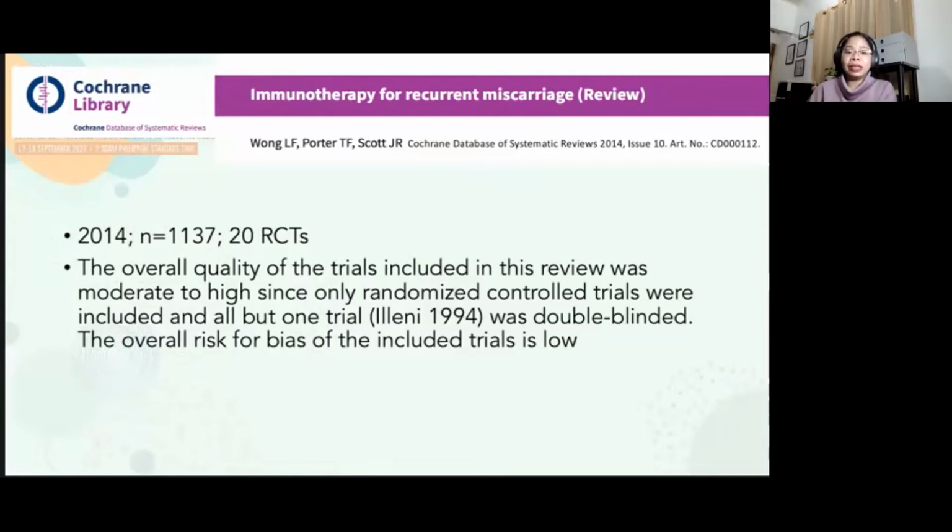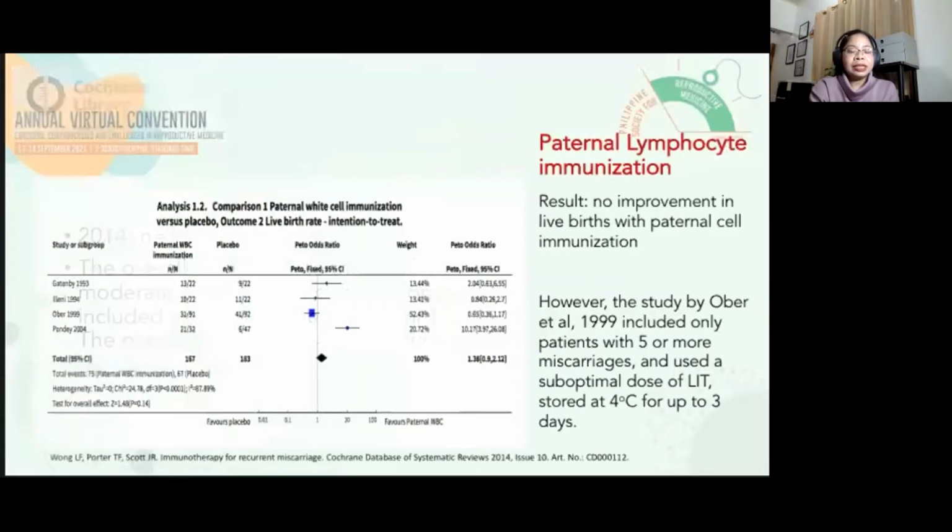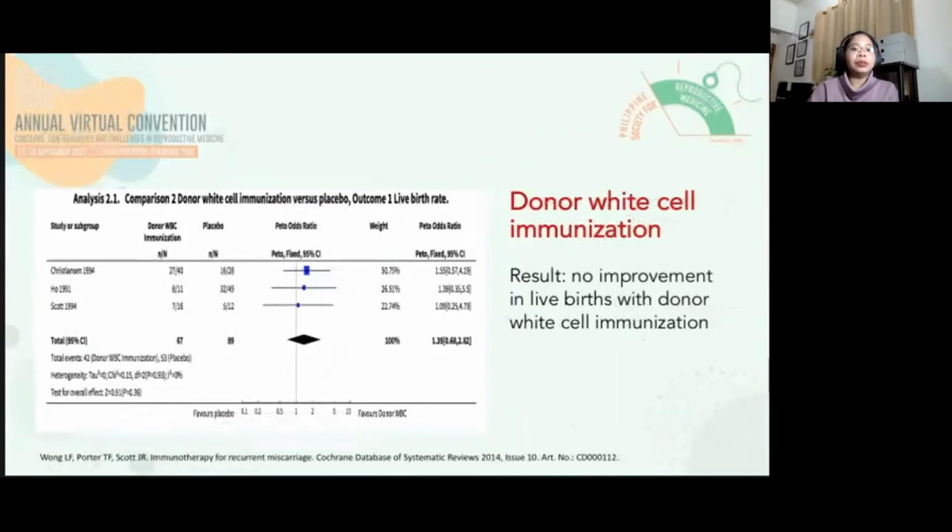This is actually a Cochrane systematic review and meta-analysis published by Wong et al. in 2014, and this includes 20 RCTs. As you can see in this forest plot, there's actually no significant difference in the live birth rates between the group of patients that were given paternal lymphocyte immunization versus the group that was given placebo treatment. This is also the same result seen, with no improvement in the live births for patients given donor white cell immunization.